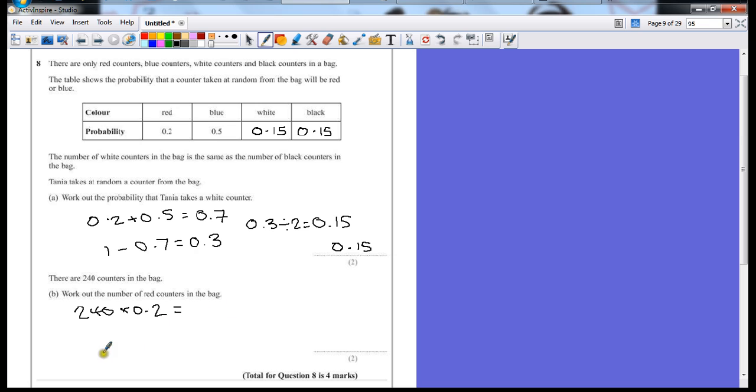Now, times it by 0.1 is just the same as 1/10, which is 24. Therefore, not times it by 0.1 but times it by 0.2, the answer is going to be 48 red counters.